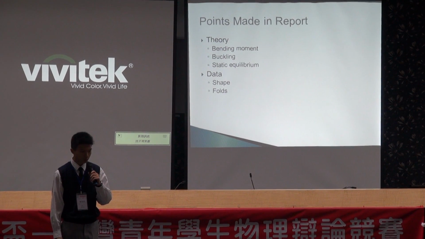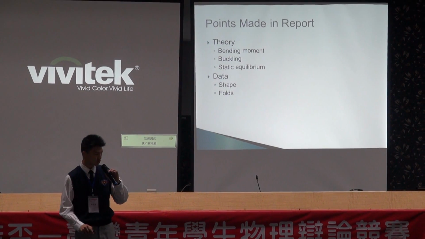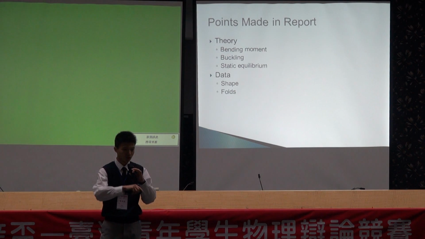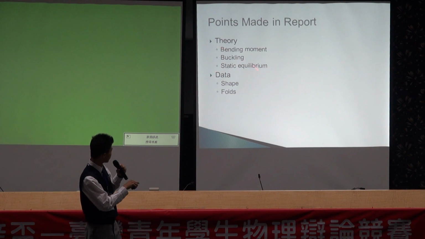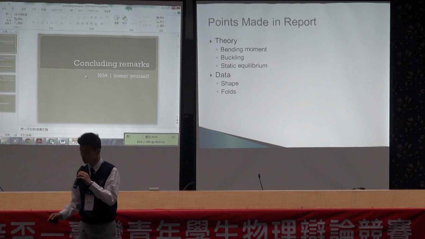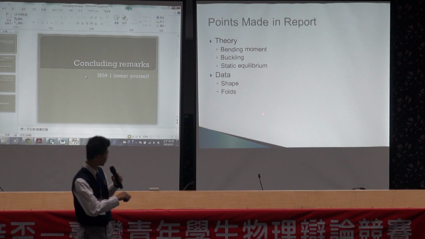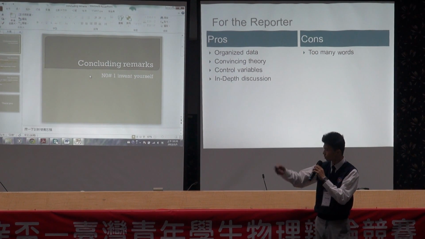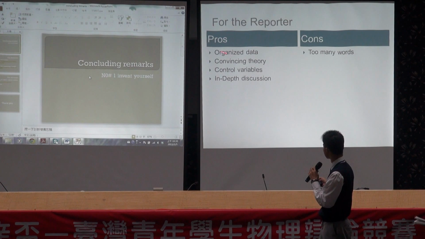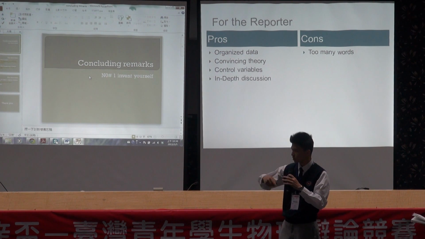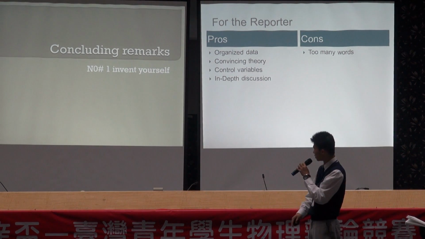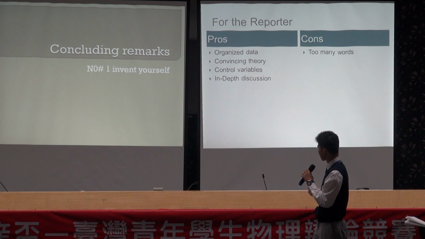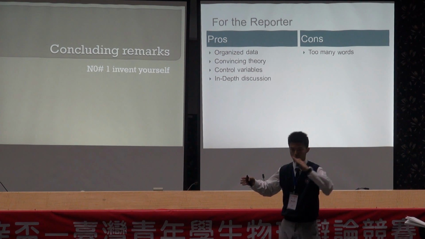In the reporter's report, he stated that the theory was that the bending moments and the buckling will affect whether or not the bridge will collapse. This informs a static equilibrium. In his parameters, he had data on the shape and the folds. I have some suggestions and appreciation for the reporter. First, he had very organized data and a convincing theory that can prove his data was correct. He controlled the variables so that only one of them changed, and had an in-depth discussion between the variables and its results.